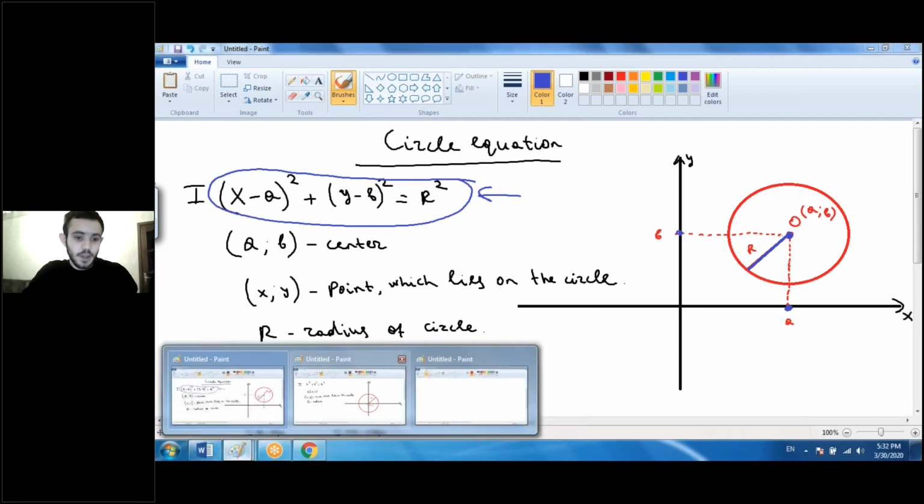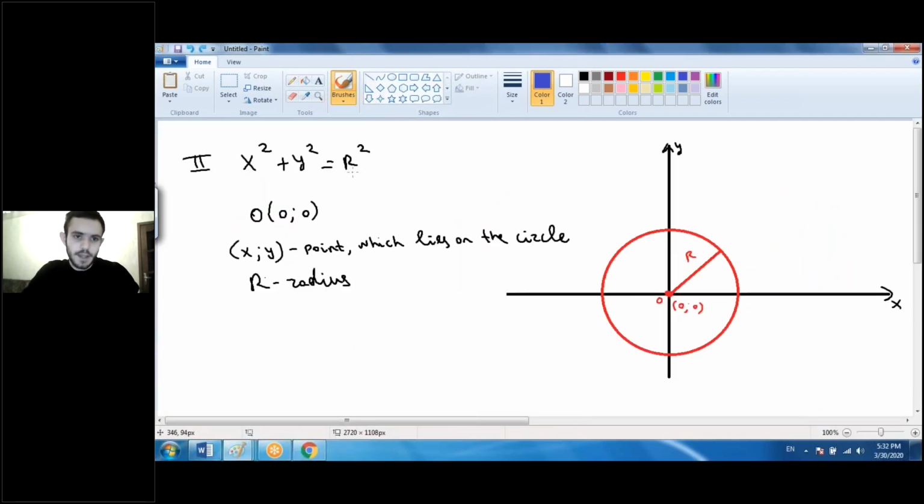Actually, there is another form of the circle equation: x² + y² = r². This form is obtained when the center of the circle lies in the origin, meaning at the point (0, 0). x and y are still coordinates of a point which lies on the circle, and r is the radius. So as you can see, the center of the circle lies in the origin.